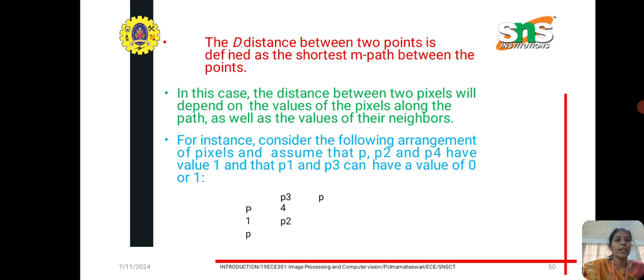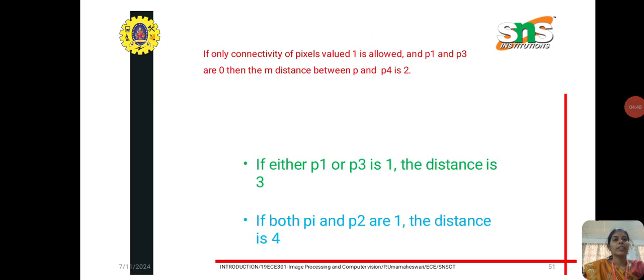Say for example, we have a 3 by 3 image, and we are considering f of x comma y, that is the coordinates in the spatial domain. We consider the function of x comma y as the coordinates of that particular image. Here we consider the following arrangement of pixels, assuming that p, p2 and p4 have the value of 1, and p1 and p3 can have a value of 0. So connectivity through pixels of value 1 is allowed.